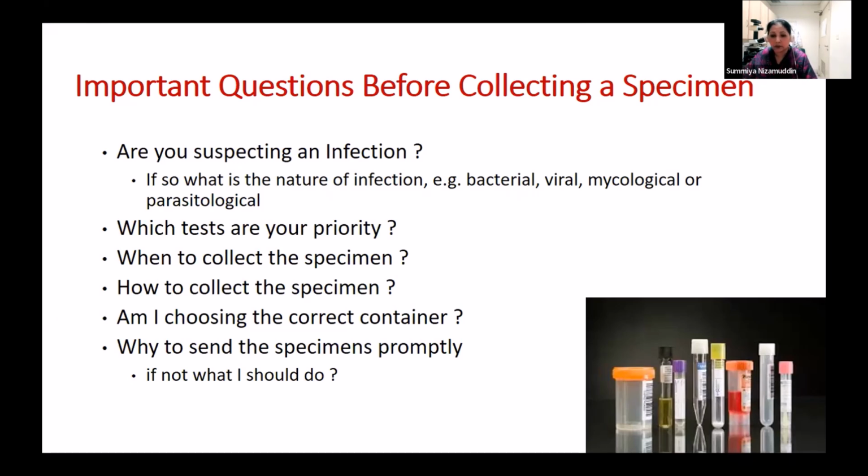So that's where the problem actually comes. So you have to ensure that you have the right container available in your vicinity when you're collecting a sample for microbiology. Why to send the samples promptly and how to send the samples promptly. So the idea is to make sure that the microbiology sample arrives to the lab as soon as possible. And if for whatever reason that is not possible, how do you store the specimen? The lab should be able to provide this information to you, and we'll help you out with that as well.